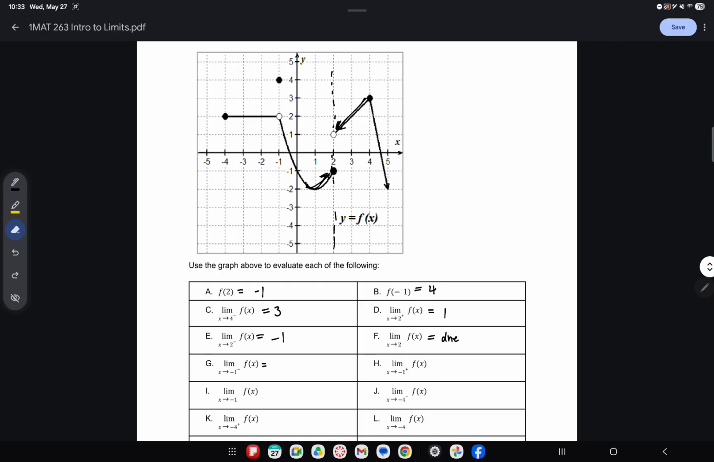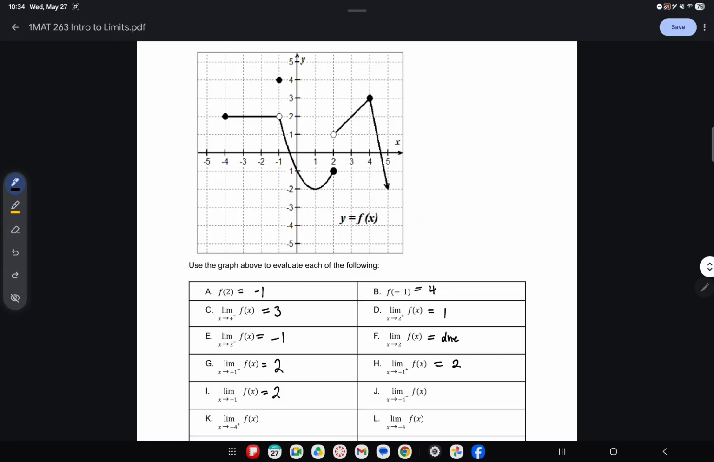All right, let's erase my drawings here. We're now going to look at -1. So I draw a little dotted line. We want from the left. So from the left, I've got it approaching 2. From the right, also 2. So then the general limit, because it matches left and right, is 2. So even though the function value is not 2, it's okay for the limit to still be 2.